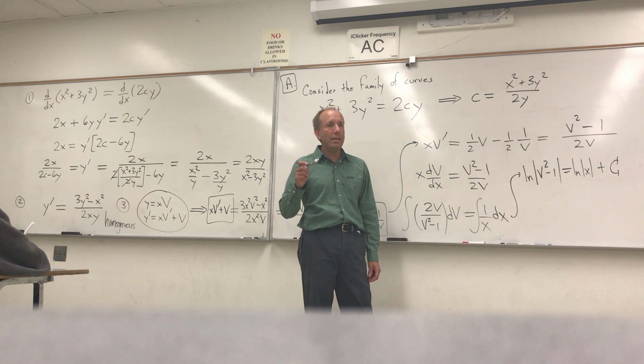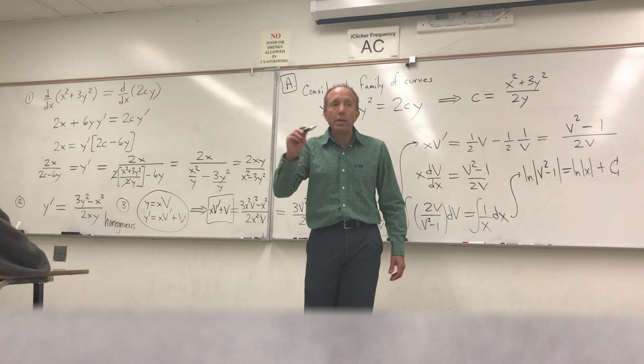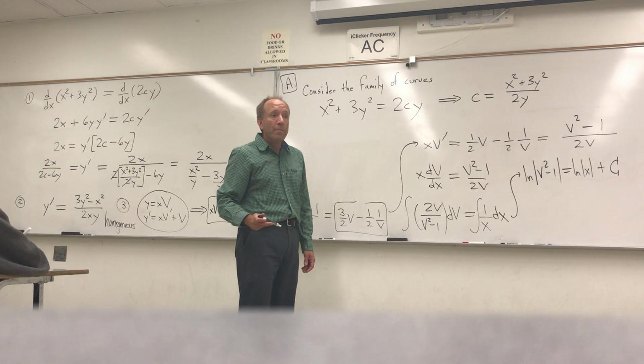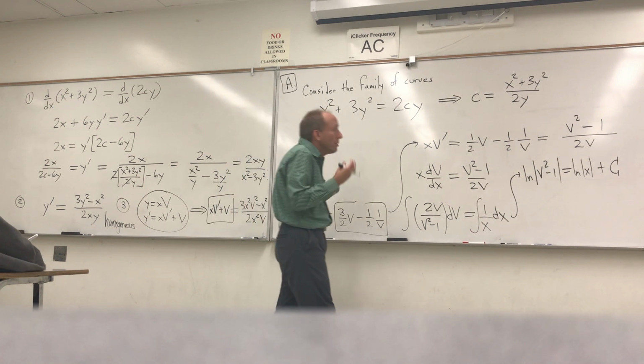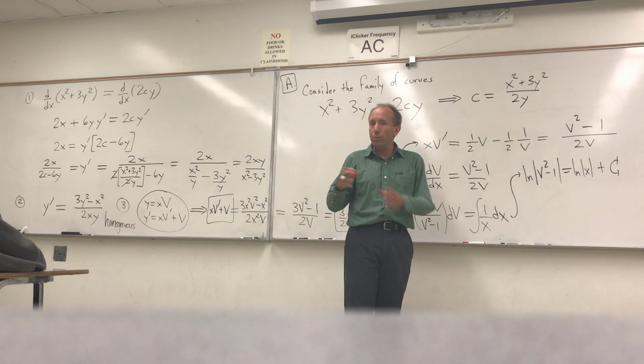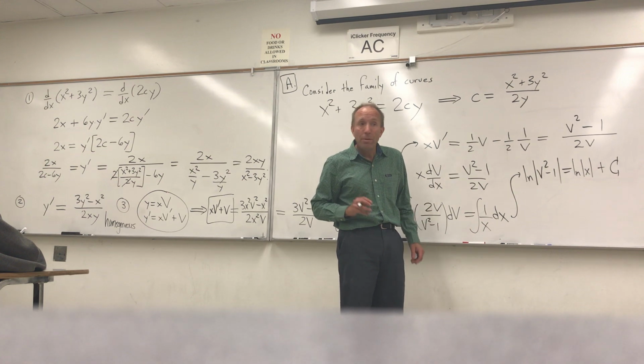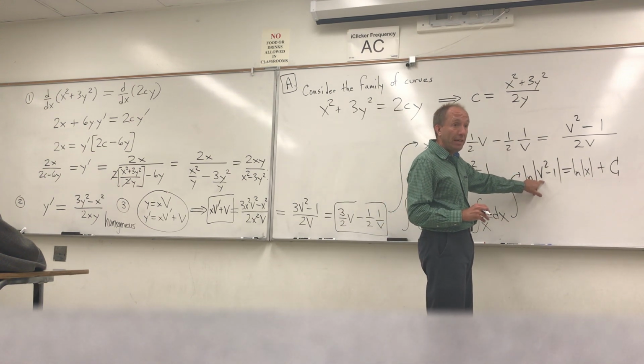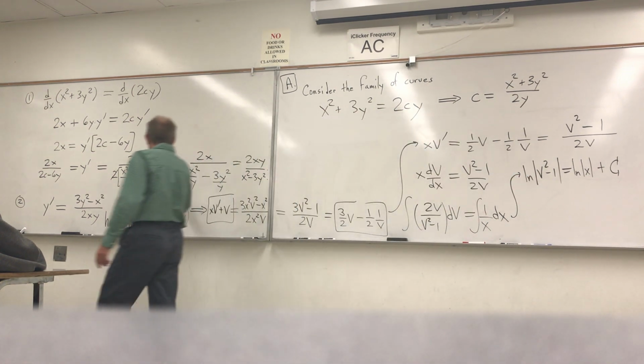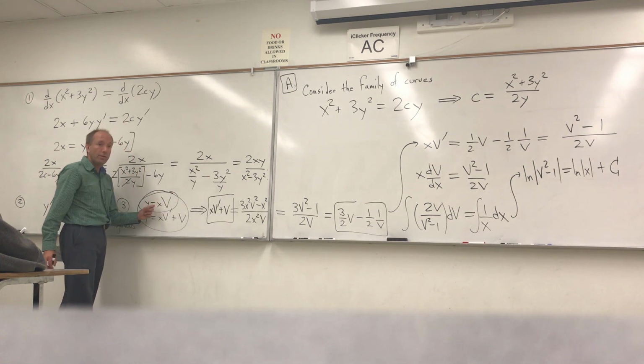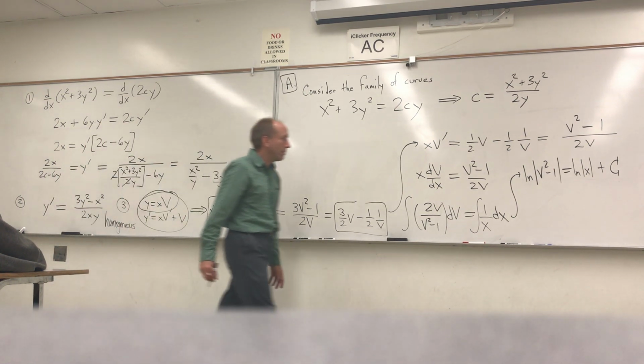If on the test I say something like, you can just give an implicit solution, well, it means that you can leave it without solving for y. But you definitely need to get rid of the v and rewrite it using y over x. Right? Make sure you always go back to the original variables.